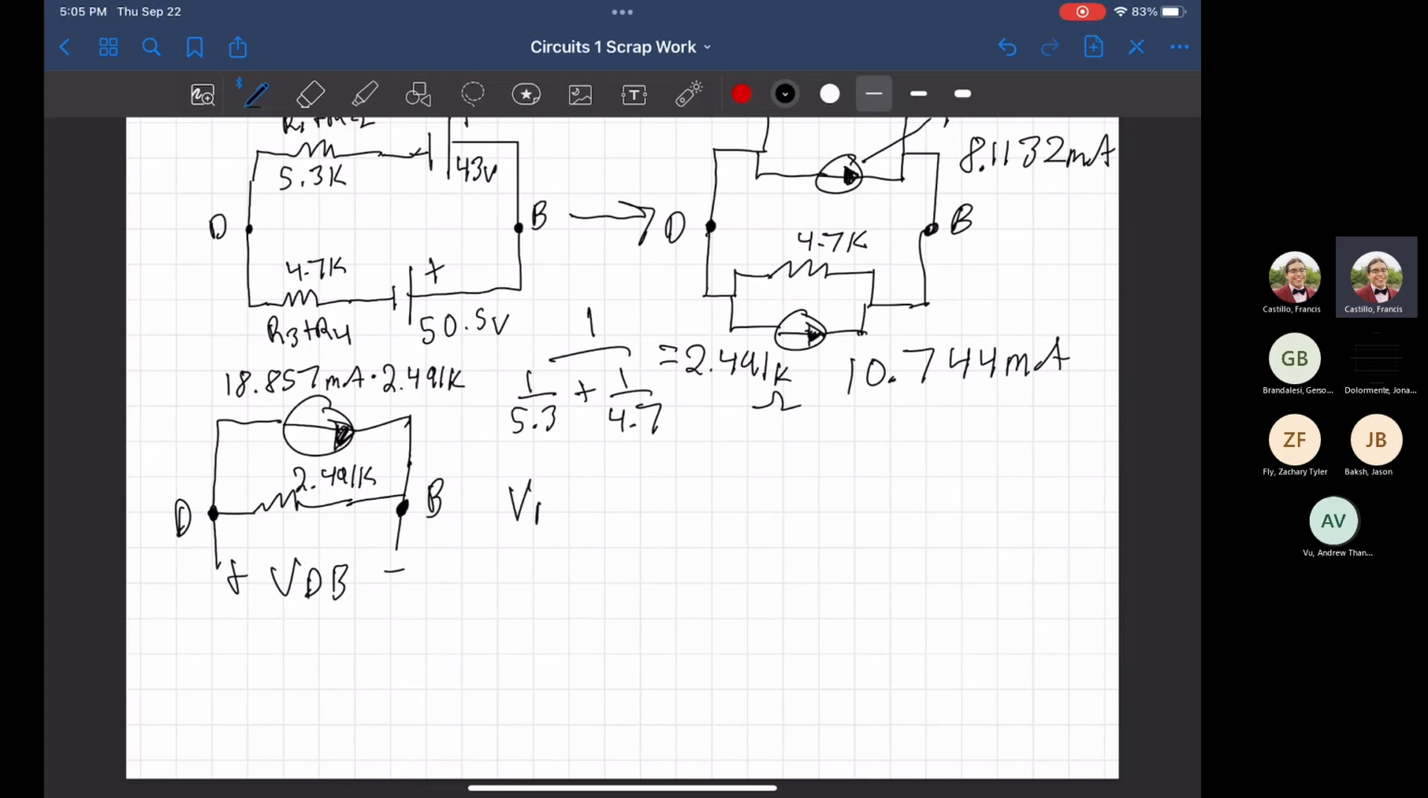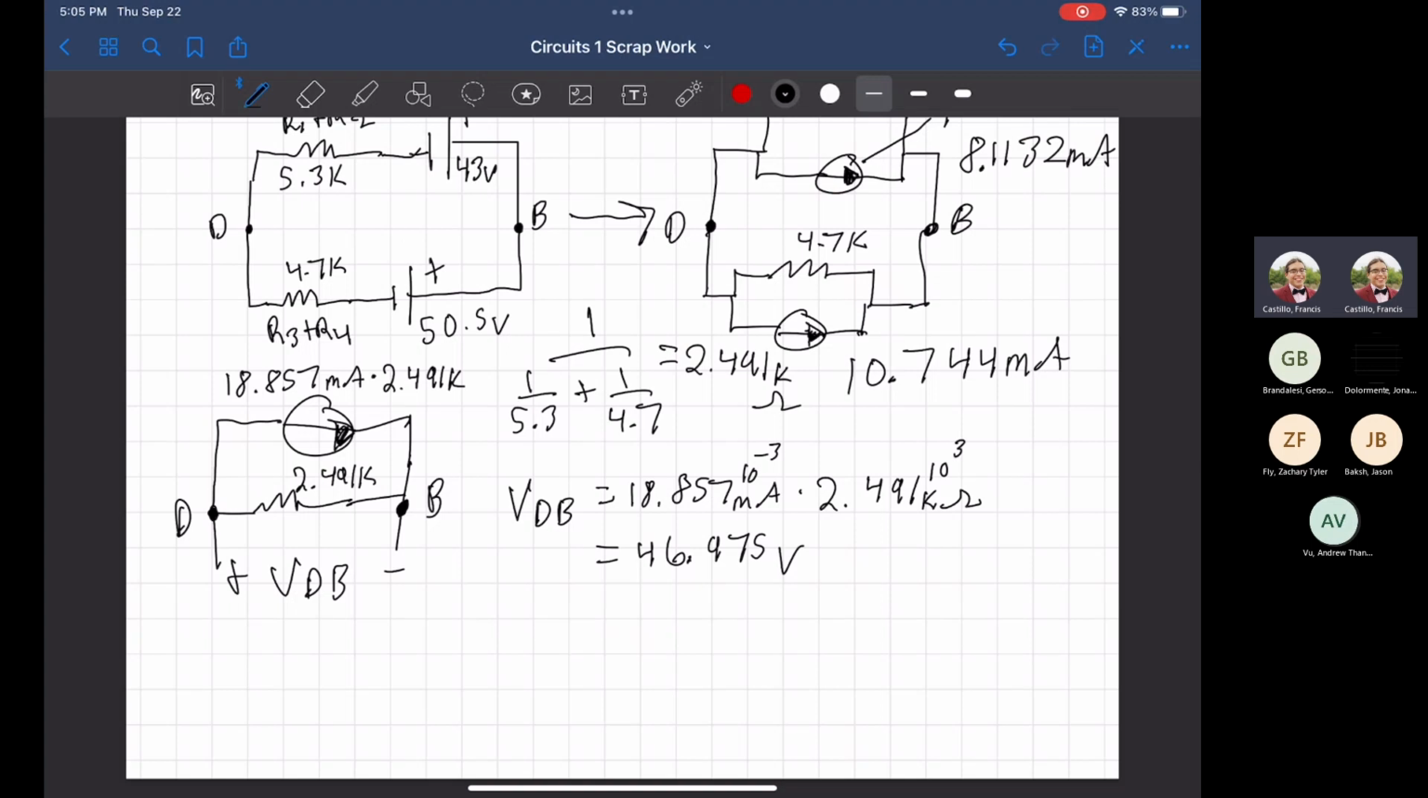So finally, voltage across VB is just equal to the current, 18.857 milliamps times our resistor value, or 2.491 kilo ohms. We get a value of 46.975 volts. The reason why it's just volts, again, it's units. This is 10 to the negative 3, kilo represents 10 to the positive 3. They cancel out. It's just good old regular volts. And as your final answer, 46.975 volts.